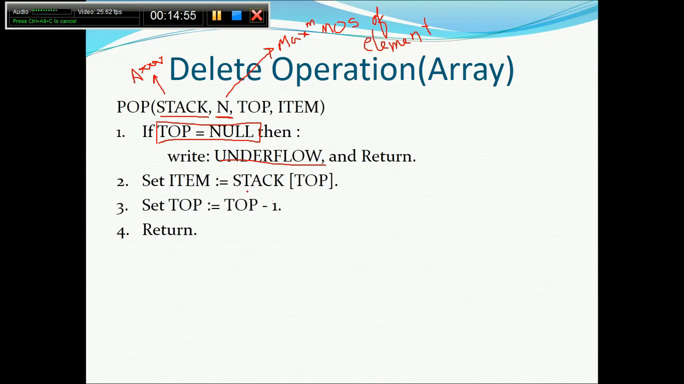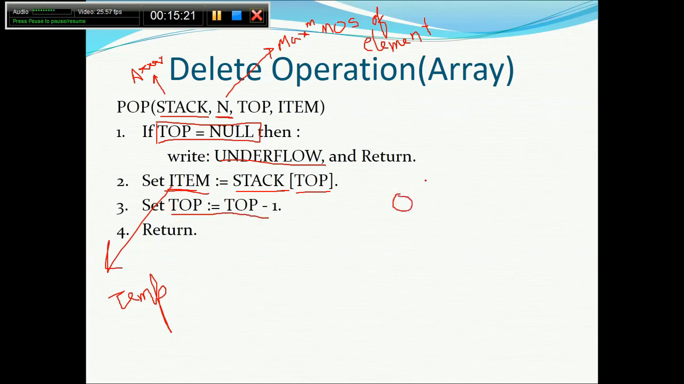Otherwise, whatever is the current element at the top of the stack, that is, array name with top as the index, that is the current element. That top element that you have, copy to the item. Here the item is a temporary variable that will store the recently deleted element, and then top is equal to top minus 1. The element will be deleted very easily.